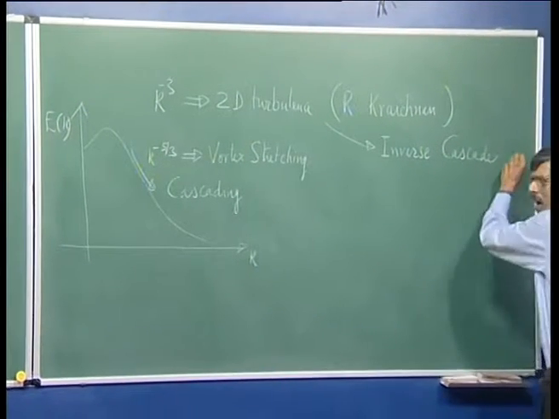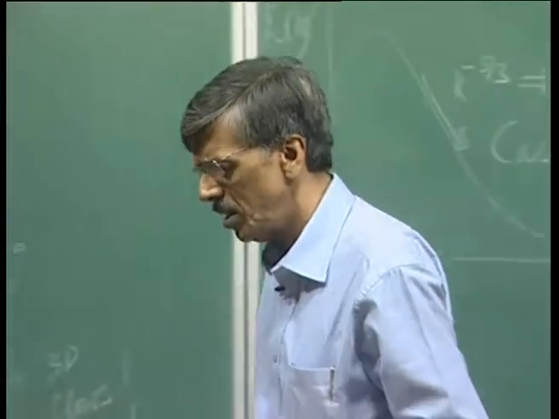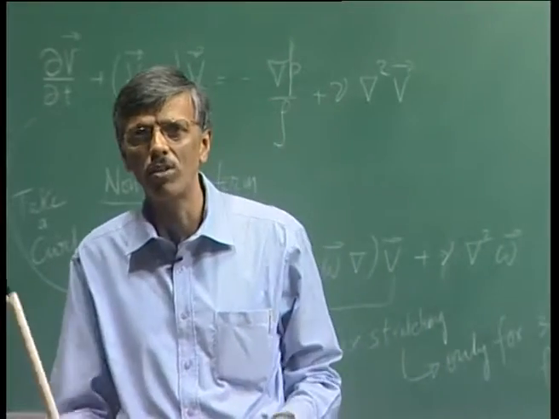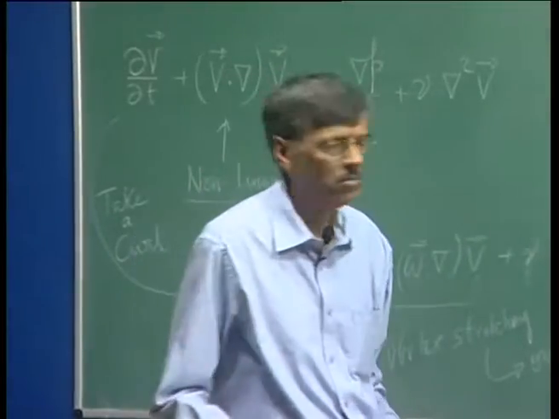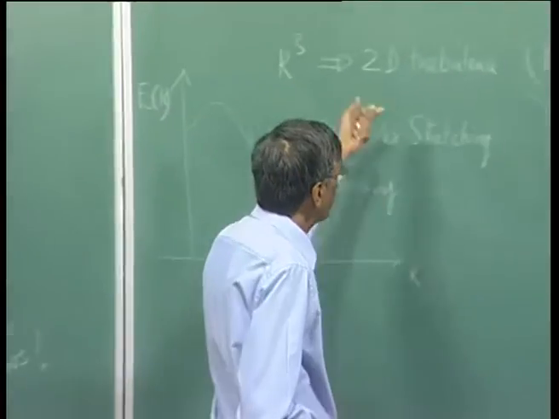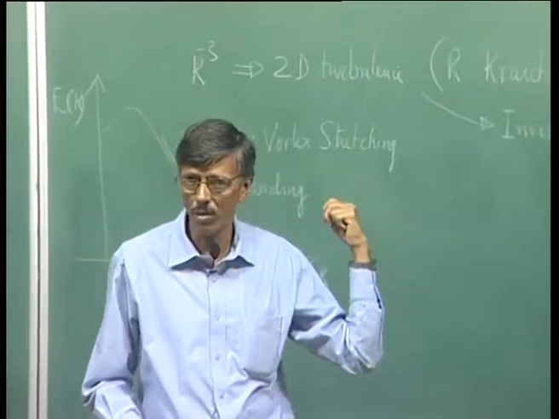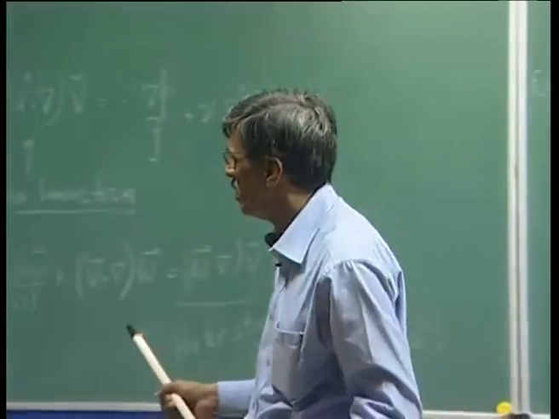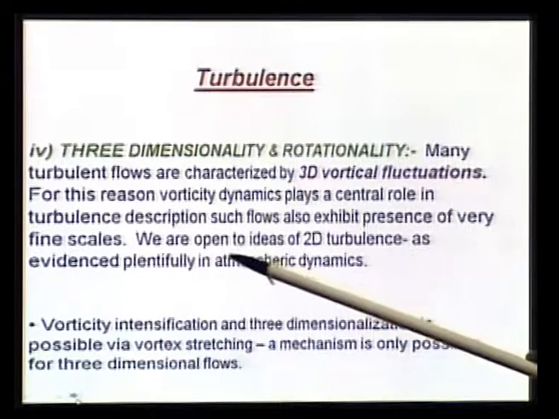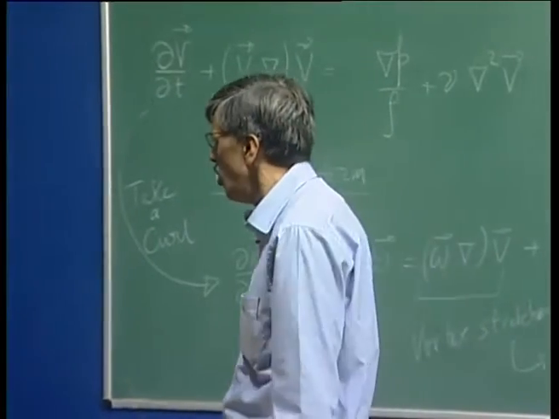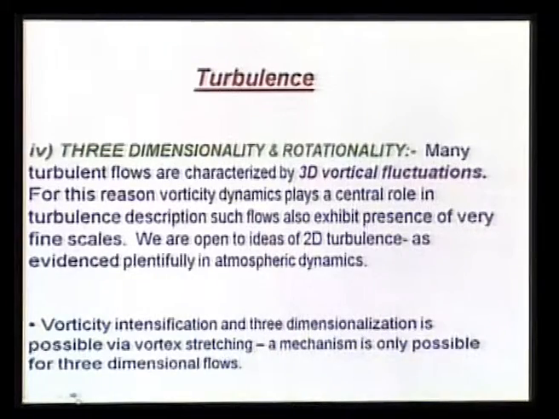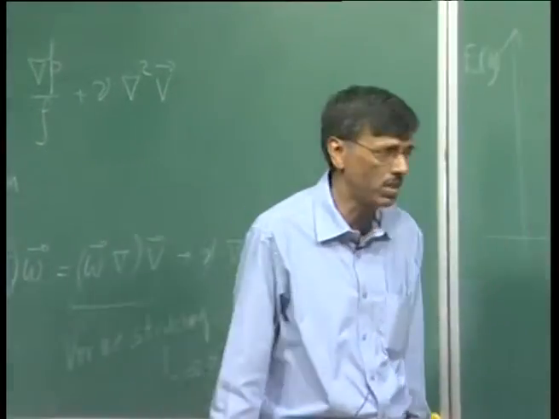Conceptually, this picture is not difficult to visualize, because we are talking about smaller eddies joining up together. It happens all the time. It's nothing very sacrosanct, but mathematically it was shown that when you have 2D turbulence, one of the attributes of that is, of course, this. That's why I specifically say that we are open to ideas of 2D turbulence, as evidenced plentifully in atmospheric dynamics. We'll show that. Vorticity intensification and three-dimensionalization is possible via vortex stretching. That's what we talked about, a mechanism that is possible only for 3D flows.